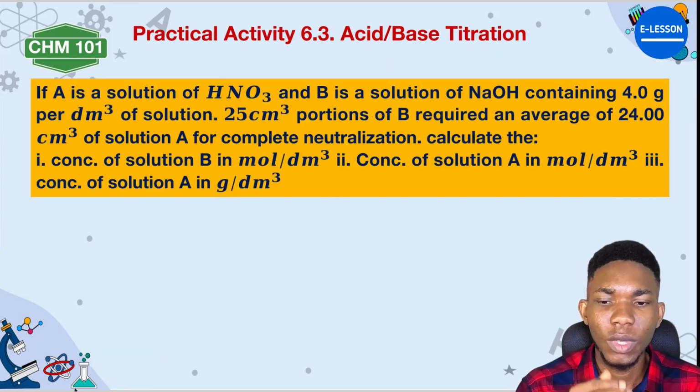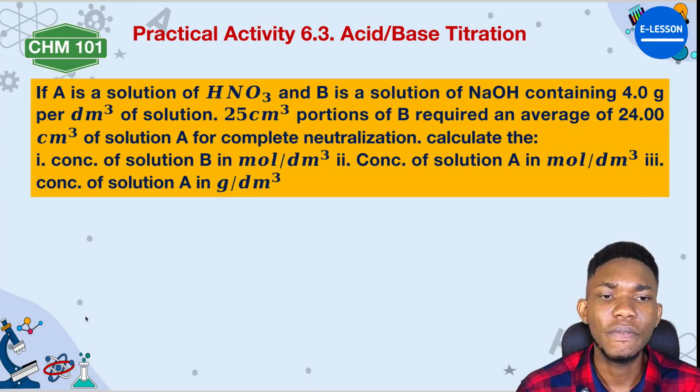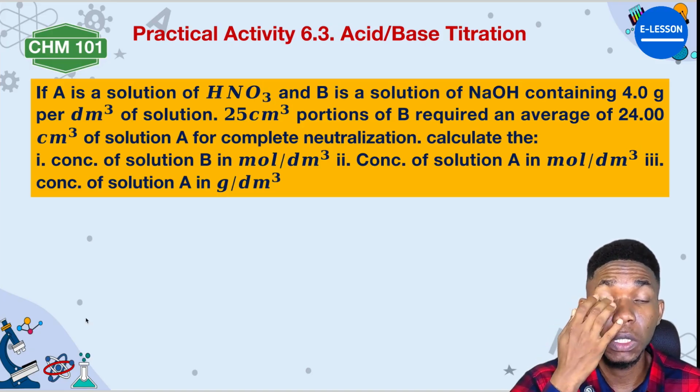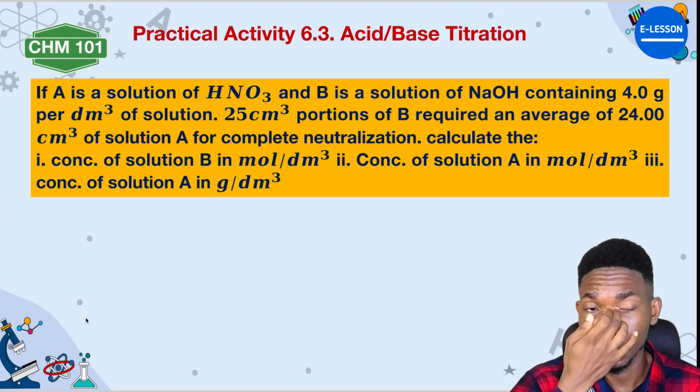Is that understood? Now we have the next question that says, if A is a solution of nitric acid and B is a solution of sodium hydroxide containing 4 gram per dm cube of solution, a 25 centimeter cube portion of B required an average of 24 centimeter cube of solution A for complete neutralization. Calculate the concentration of B in mol per dm cube.